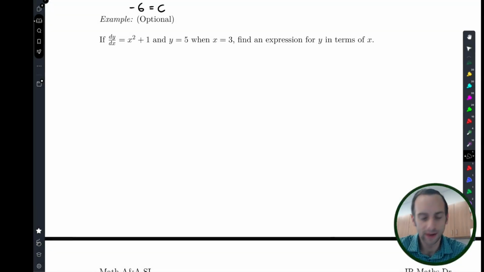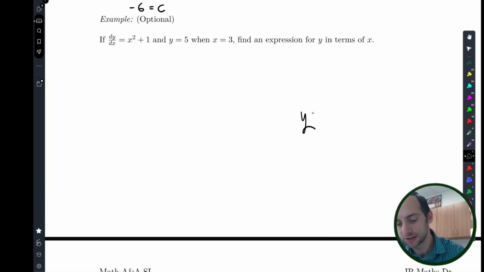All right, the bottom of this page has one more optional example. This is a great time to pause the video and try and answer this question yourself. I'll write down an answer in a second so you can check your work. But if you want to try out your integration techniques with a boundary condition, pause right here and then unpause when you're ready for the solution.